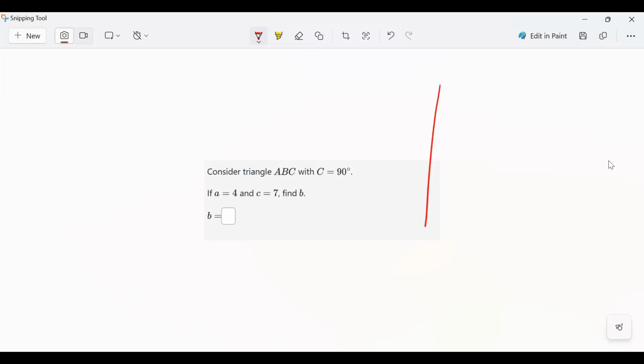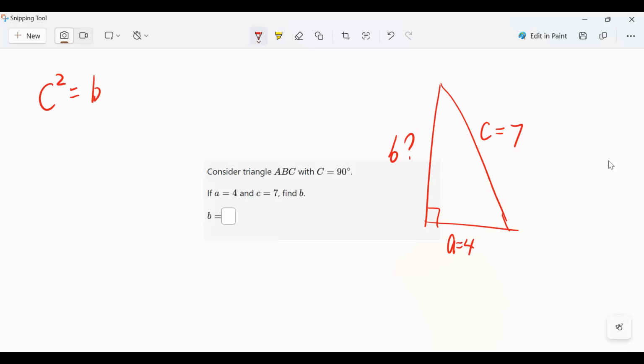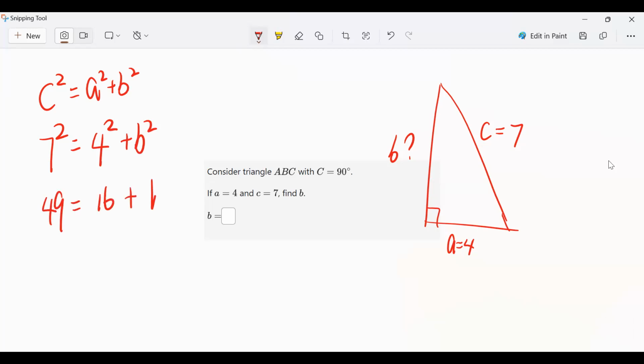One more time, you draw the right triangle first. And then C is here. C is 7 units. A is 4 units. And B, that's what we're looking for. So based on the Pythagorean theorem, C squared equals A squared plus B squared. We see 7 squared equals 4 squared plus B squared. So this is 49 equals 16 plus B squared.